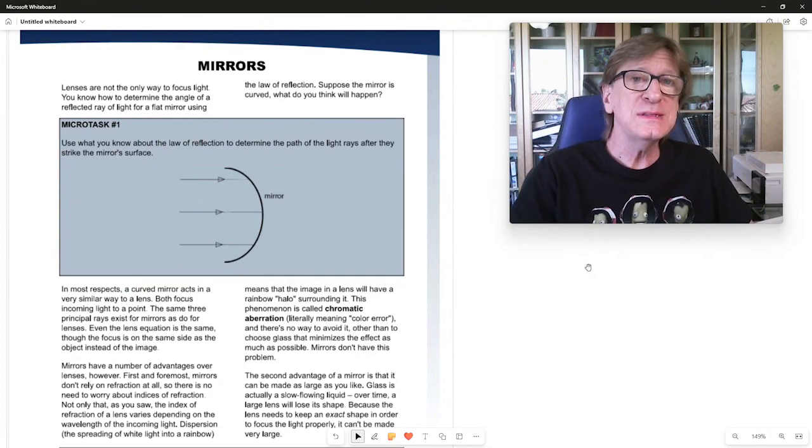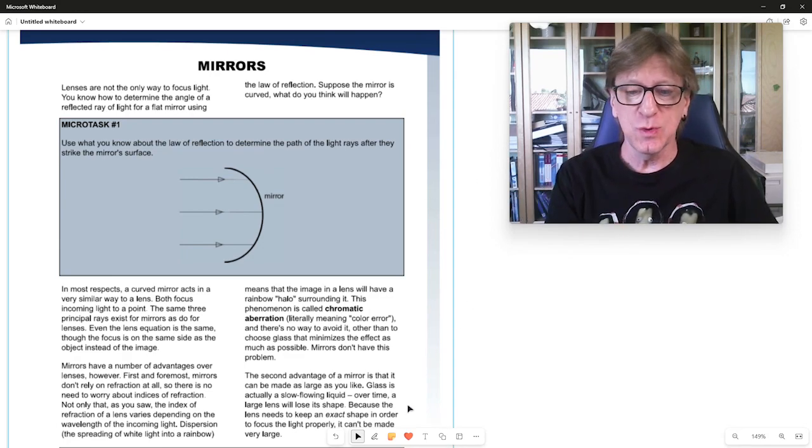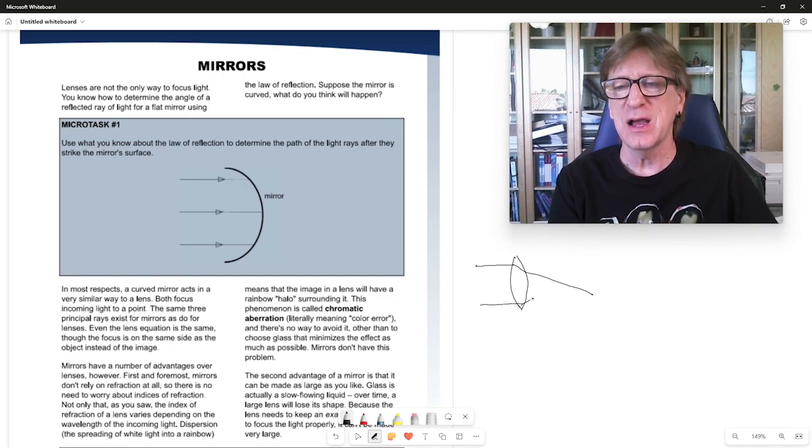Okay, so lenses have a number of disadvantages. Some of them may not be immediately obvious. We've talked about how a lens works by the fact that the index of refraction of the glass is higher than the index of refraction of air. So I get a light ray that comes in, it strikes the surface, and then it gets bent because of that higher index of refraction. It's going to get bent towards the normal.